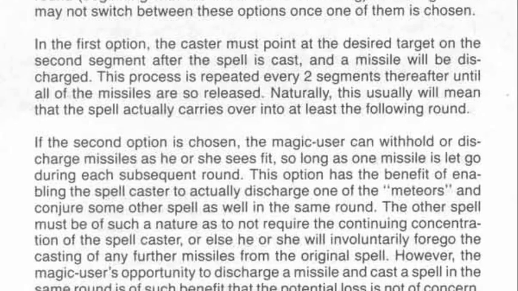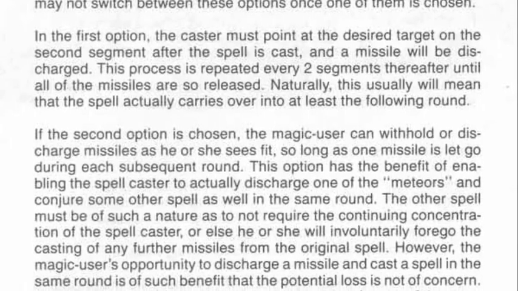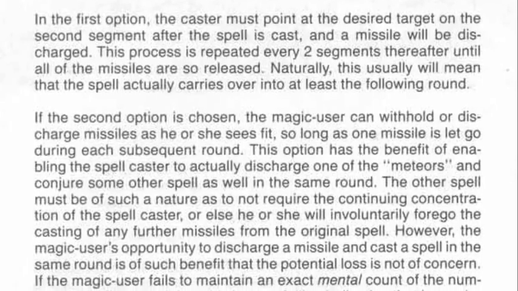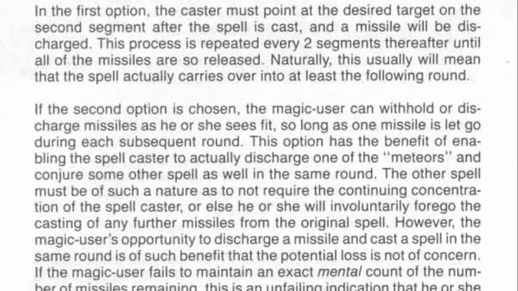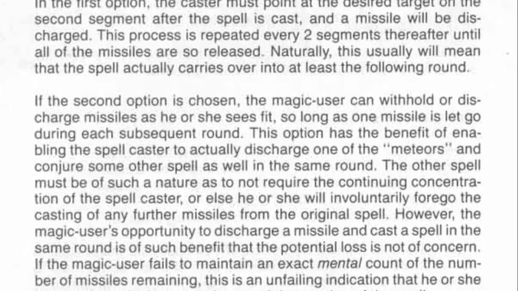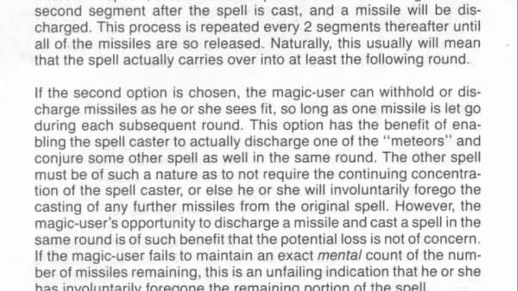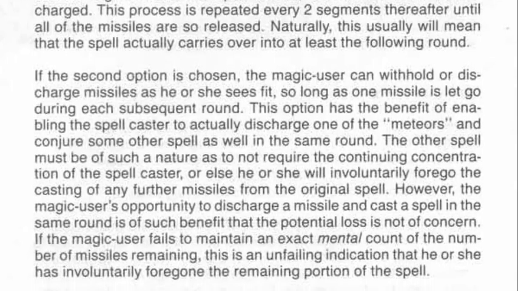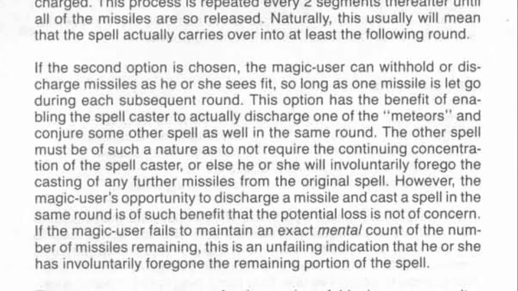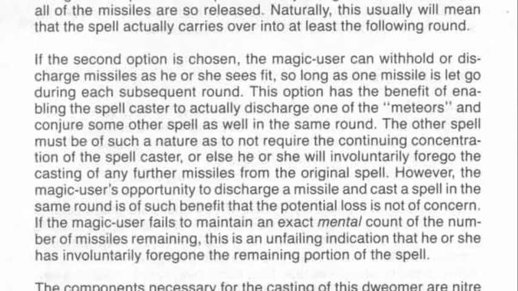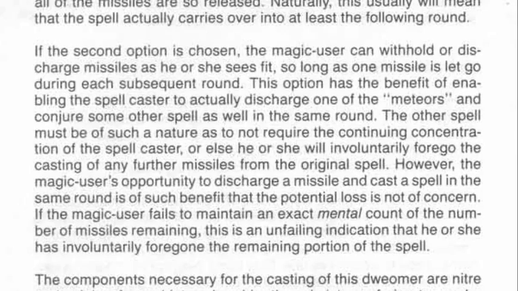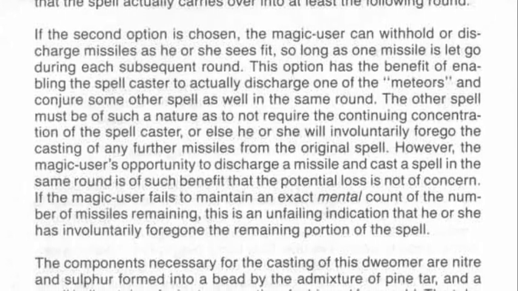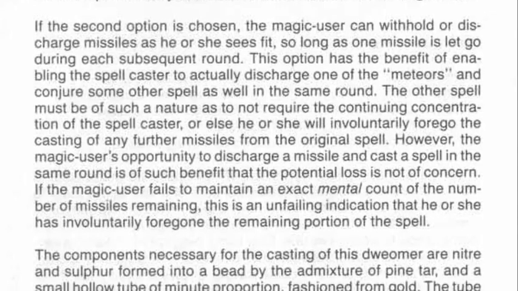The other spell must be of such a nature as to not require the continuing concentration of the spellcaster, or else he or she will involuntarily forego the casting of any further missiles from the original spell. However, the magic user's opportunity to discharge a missile and cast a spell in the same round is of such benefit that the potential loss is not of concern. If the magic user fails to maintain an exact mental count of the number of missiles remaining, this is an unfailing indication that he or she has involuntarily foregone the remaining portion of the spell.